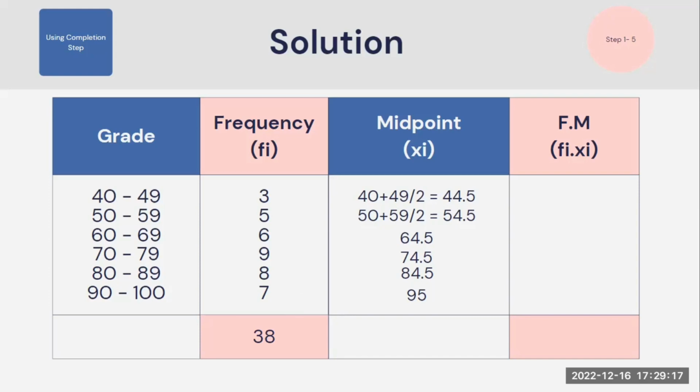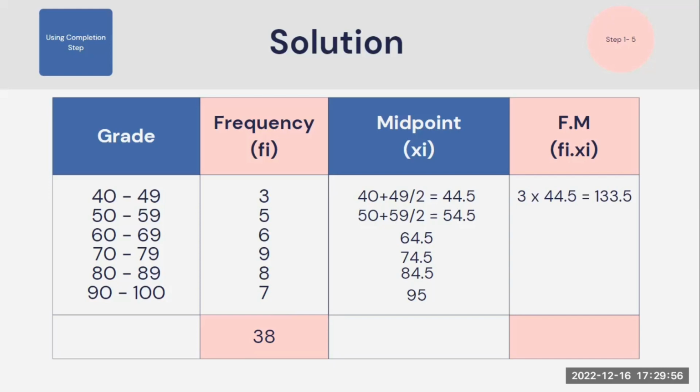Now, the next thing we need to calculate is the sum of the frequency times the midpoint values. So what we're going to do is multiply these two. Okay, so let's call this Fi multiply Xi. So what we're going to do is multiply the frequency by the midpoint. So 3 multiply 44.5 equals 133.5.